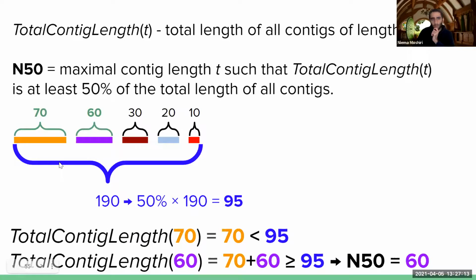So basically, I first computed the total length, then computed half the total length. Then I kept trying to figure out what is the largest possible contig length such that if I added up all the contigs that length or more, I would end up with greater than or equal to half the contig length.